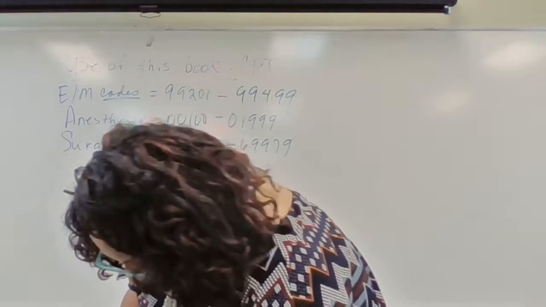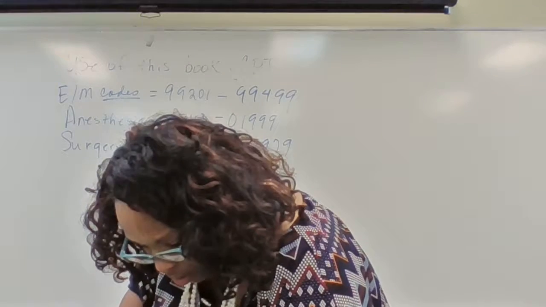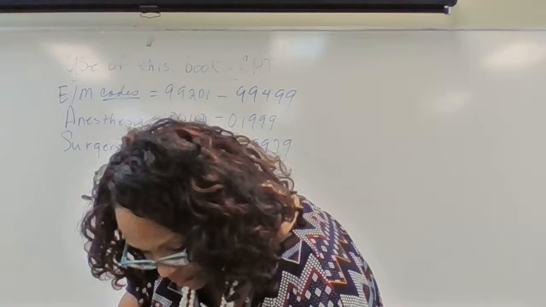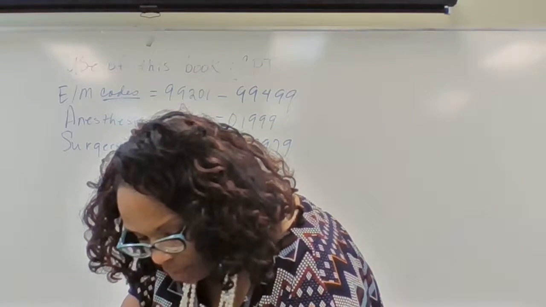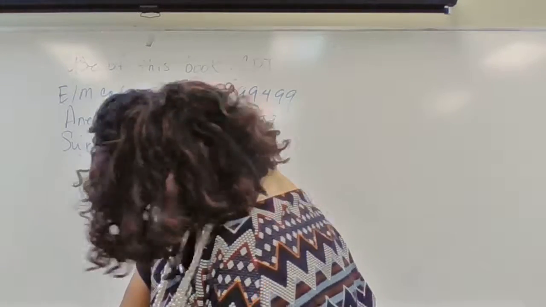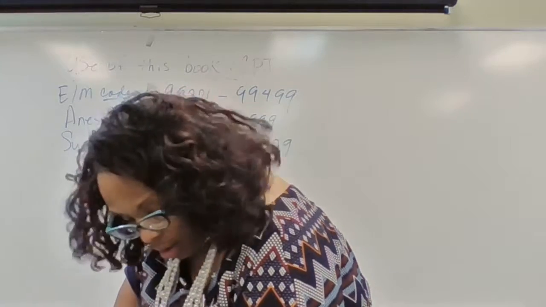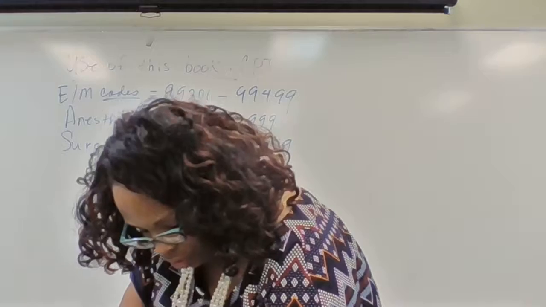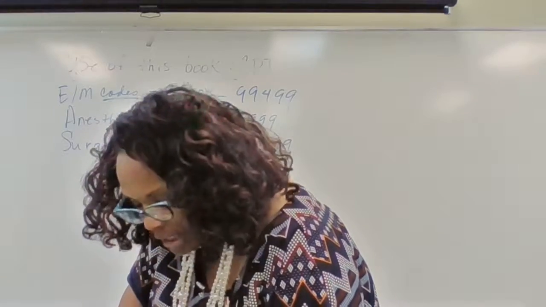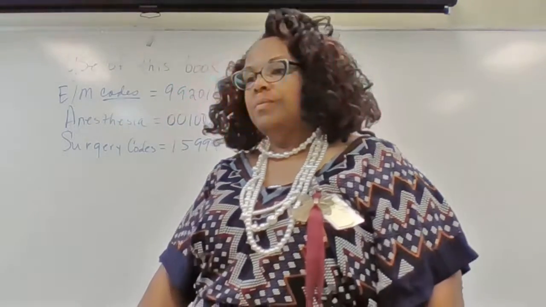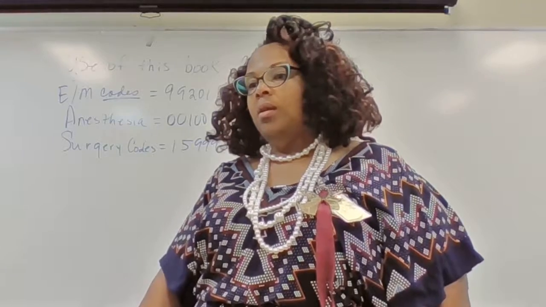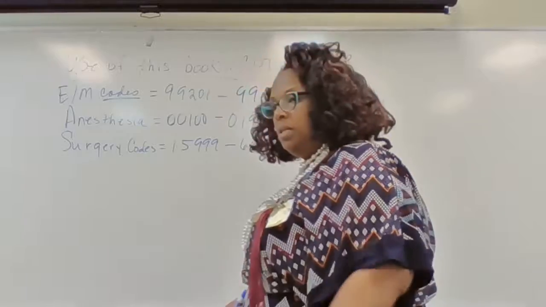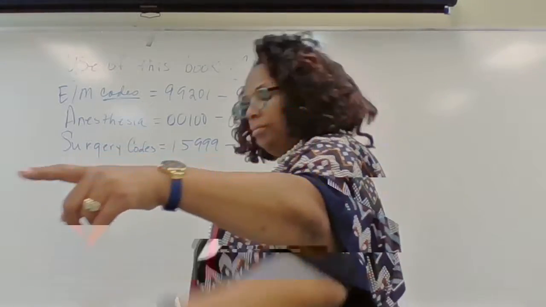Hold on. Now, see what it says? The integumentary system, general. Okay, so it begins with... the surgery code starts with 121. Go back to page 75. See it on top? 10021.